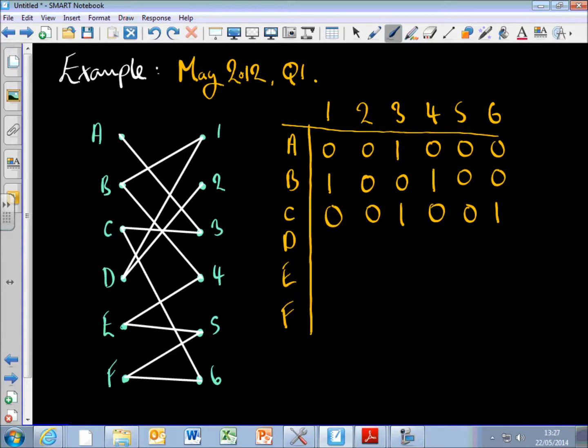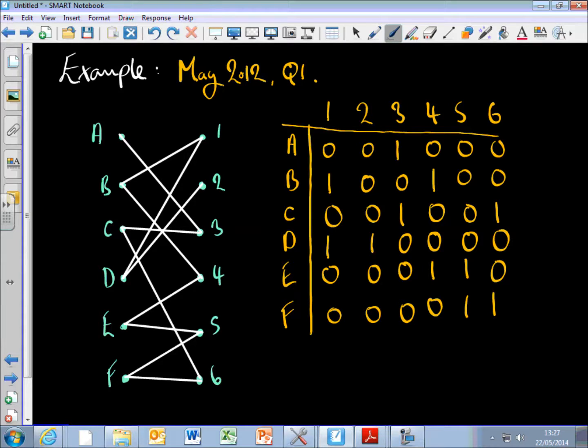D is connected to 1 and 2. E is connected to 4 and 5. Always do that. 4 and 5, like that. And then F is connected to 5 and 6. Did everyone manage to do that? Yeah. 2 marks.